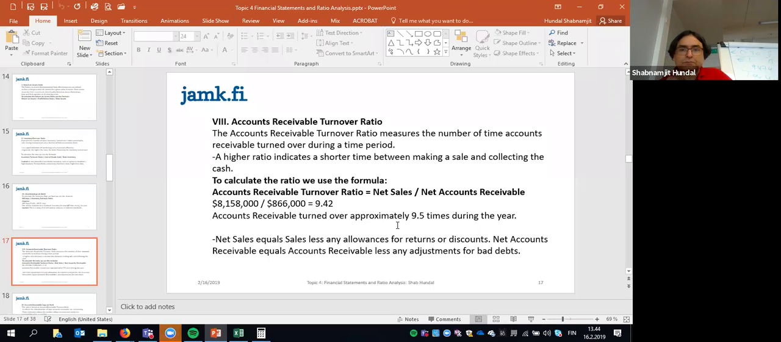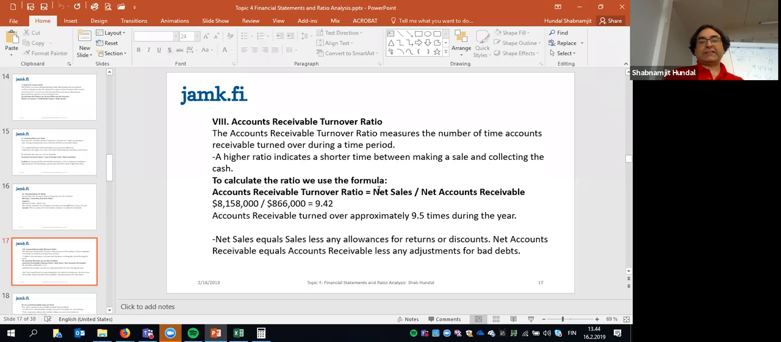Okay. It basically means that in one full year, there are 9.4 times when your credit cycle is converted to cash. So people buy on credit, but altogether 9.4 times the credit is converted to cash. And it says a higher ratio indicates a shorter time span between making a sale and collecting the cash. A higher ratio, which means, so basically how can you have the higher ratio?